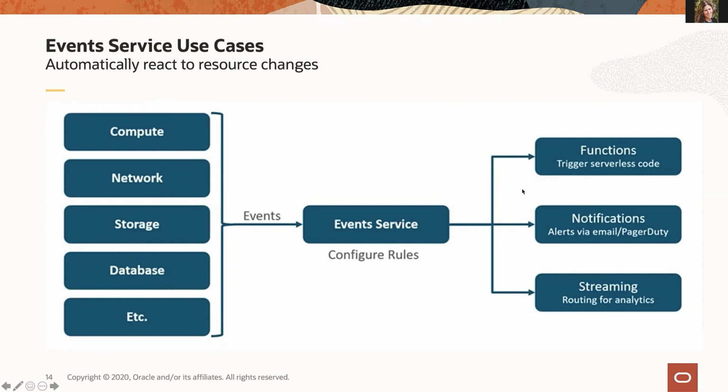And what to do is the trigger. So let's say you want to collect any VM that is being created. You configure a rule to trigger a function whenever there's a VM being created to see if it follows the best practice. Or you can send an alert on PagerDuty if something goes wrong, or you can just send them to Streaming to analyze them as a flow.